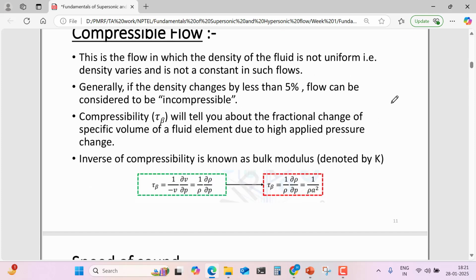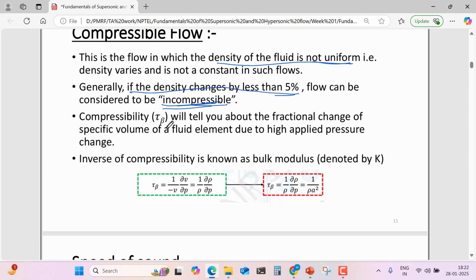Okay, then I will talk about compressible flow. Simply, if you see the word compressible, then you know that the flow in which the fluid can be compressed is called compressible flow. That means the density of the fluid is not uniform, it can change. Generally, if density changes by less than 5%, then we consider the flow to be incompressible. But in reality, no flow is incompressible. So the compressible flow assumption is always valid.